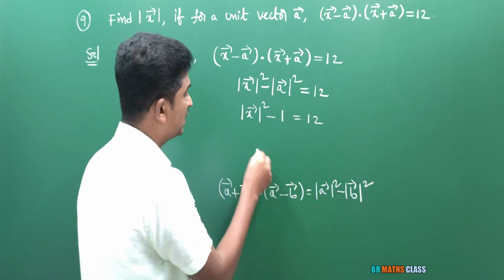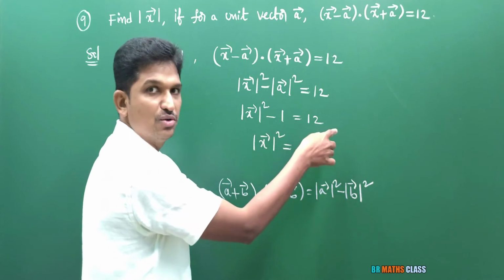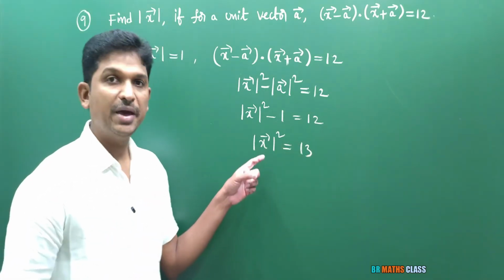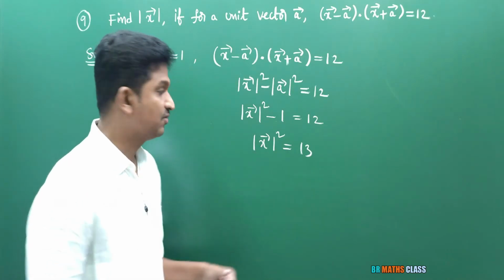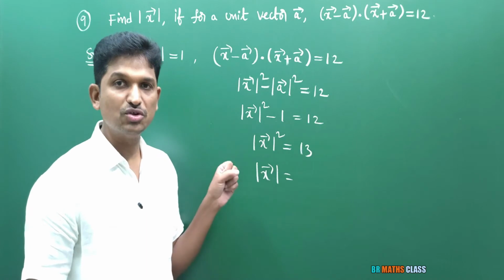That equals 12. So the magnitude of x bar whole square is what? You take minus 1 to this side. 12 plus 1 is what? 12 plus 1 is 13. Here you got the magnitude of x bar whole square as 13. From this, what is the magnitude of x bar? You apply square root on both sides.